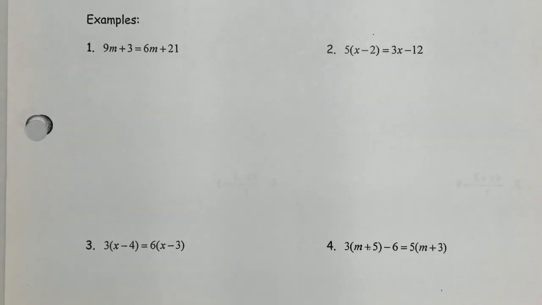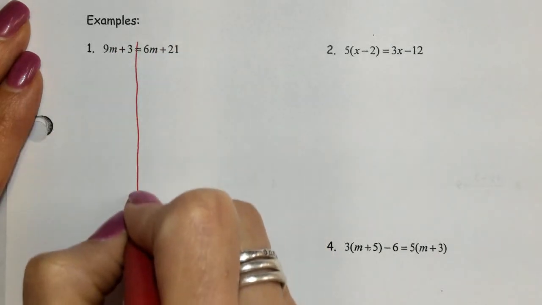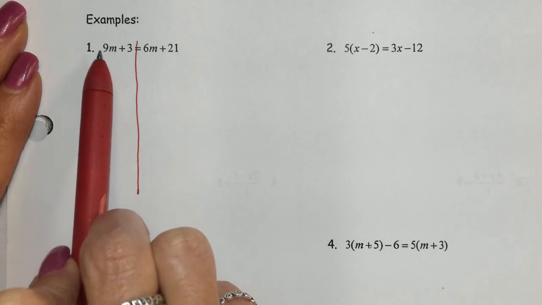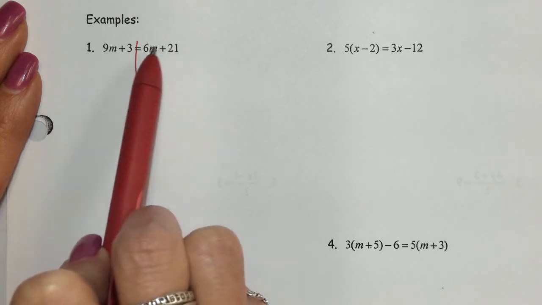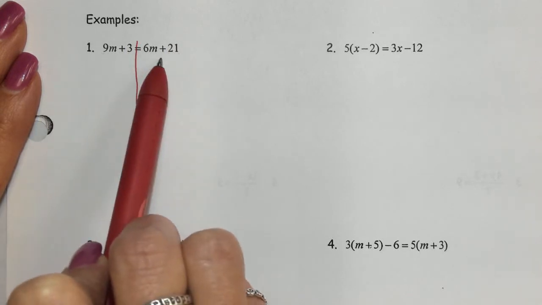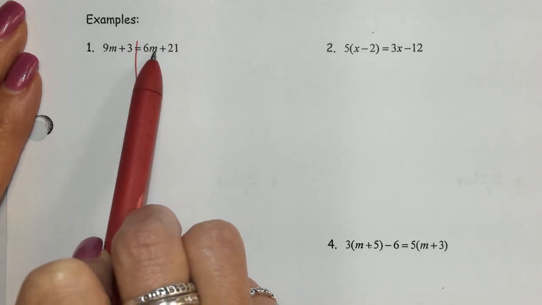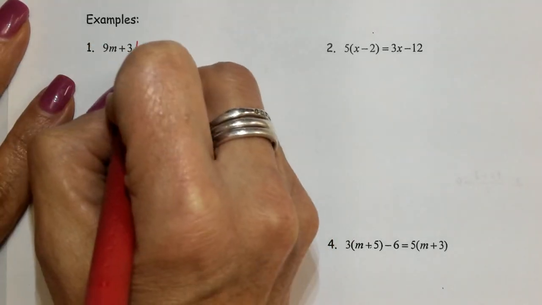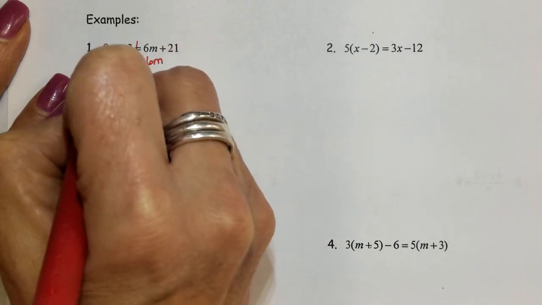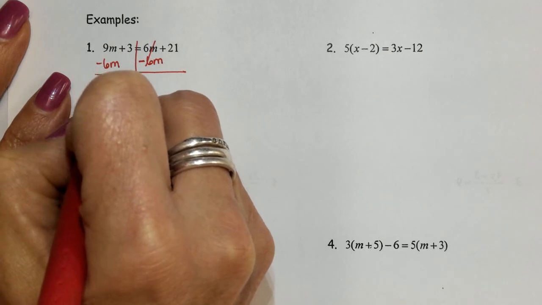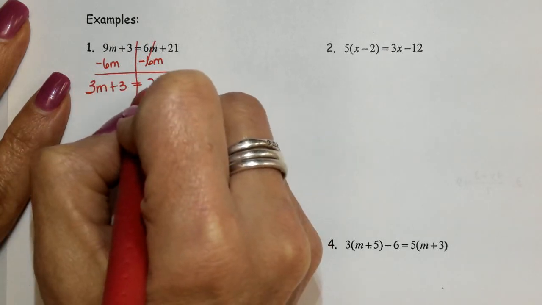All right. So remember that your dividing line here is where your equal sign is. So I'm looking on this side. There's no parentheses on either side, and I don't have any like terms on this side, and I don't have any like terms on this side. So what I need to do is move some things back and forth. So what I'm going to do is I'm going to move my variable term to the left. So this is a positive 6m, so to move it over here, I'm going to subtract it over to the other side. Okay? So now that gives me 3m plus 3 equals 21.